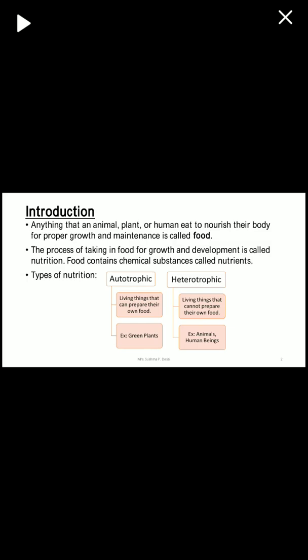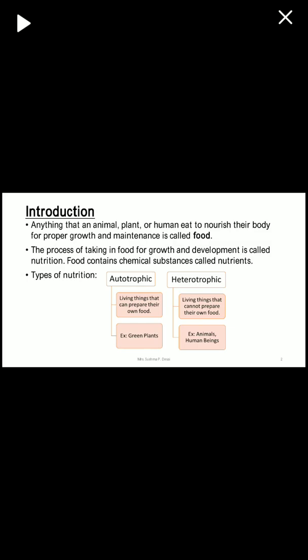The process of taking in food for growth and development is called nutrition. So the process of taking in food means you take in the food, it goes into your body and it performs its functions. That is because it contains nutrients that are chemical substances which will perform various functions in your body. So that is called as nutrition.